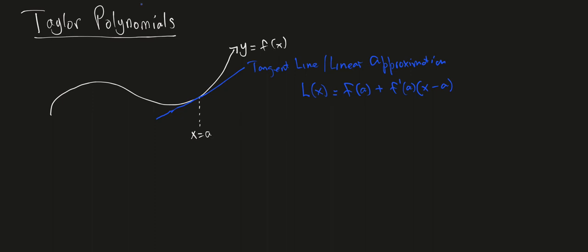And the concept is this: when x is close to a, then the original function can be approximated by the linear function, your tangent line, your linear approximation. All right. So what is our goal now?